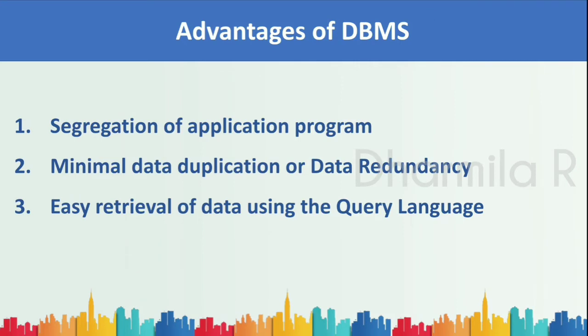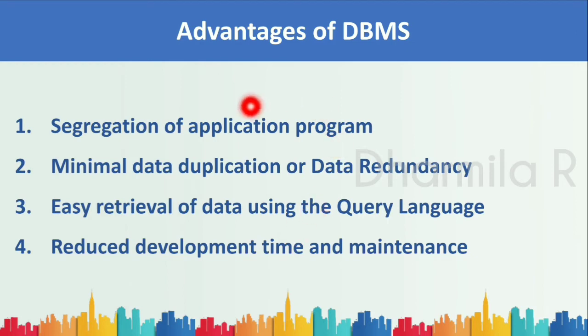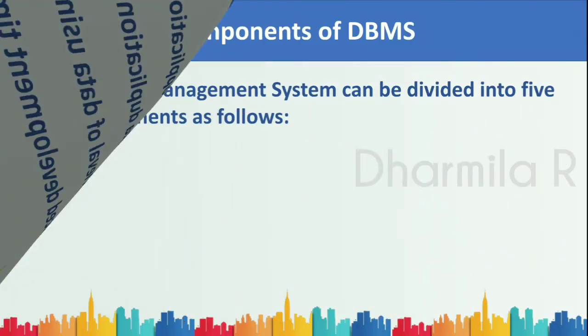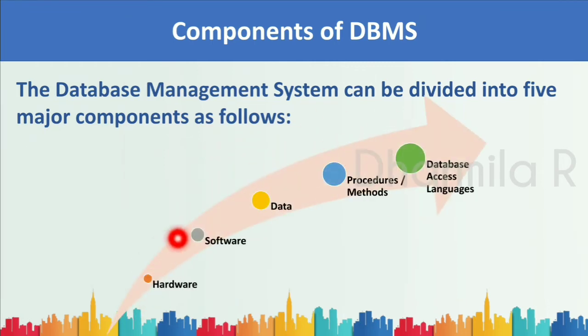And finally, it consumes very less time to create and to maintain. So these are the advantages of database management system. Now let us move on to the next topic, that is components of database management system. So here database management system can be divided into 5 major components, that is hardware, software, data, procedures or methods, and finally database access language. So these are the 5 different components of database management system.